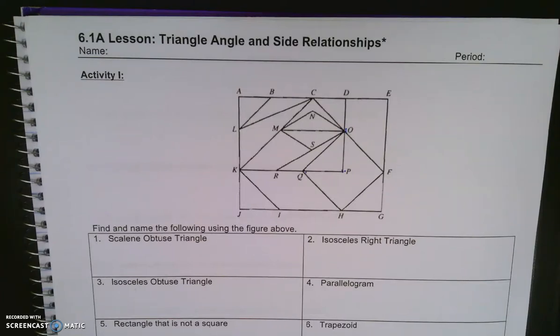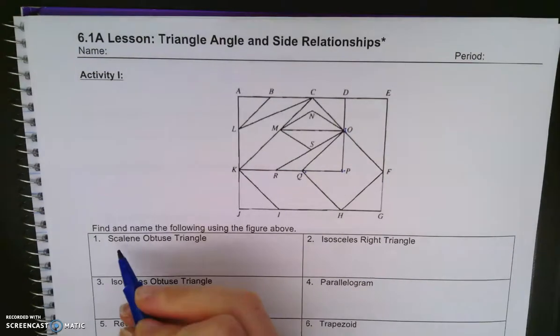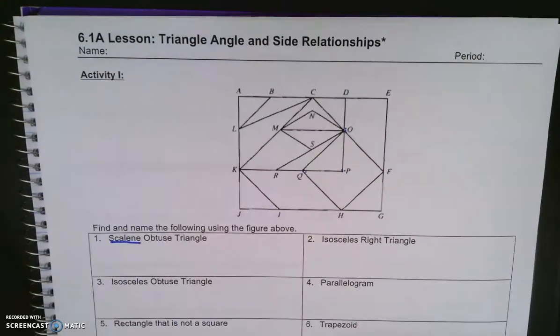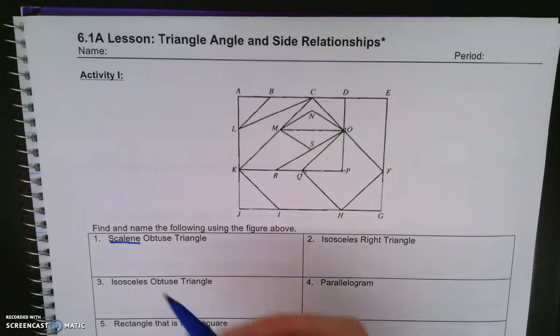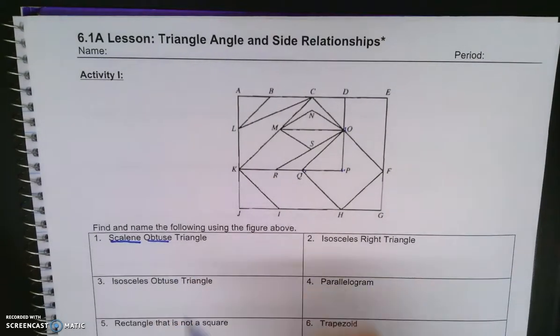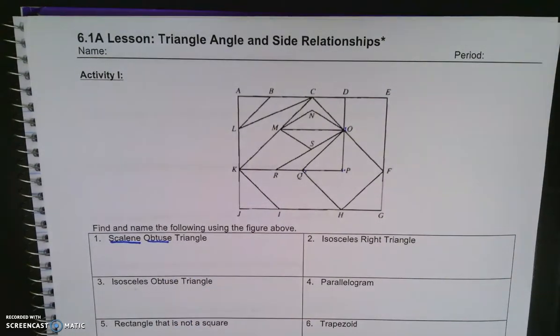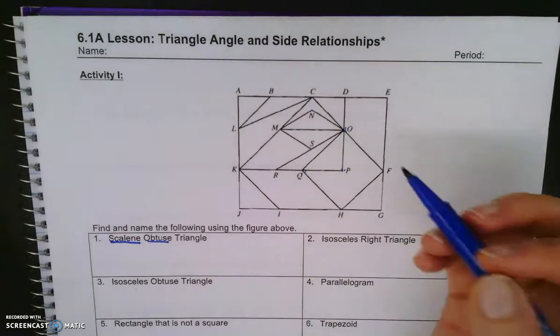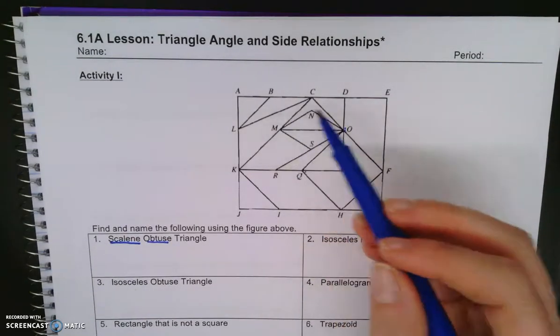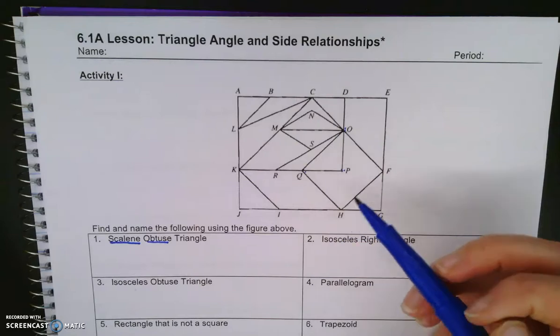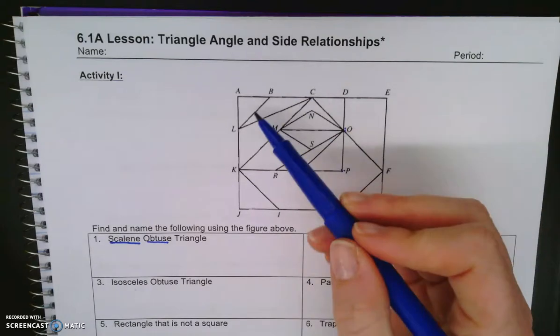Taking a look, we want a scalene obtuse triangle. Well, scalene, what does scalene mean? It has to do with side lengths. That's right, it's when all three sides are a different length. Obtuse means one of the angles is going to be greater than 90 degrees. Do you see any triangles that could be scalene obtuse? Well, let's see.